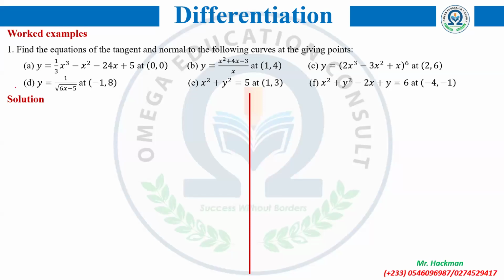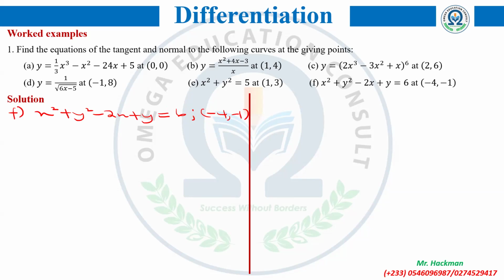Okay, so now that I have created, let's go and look at the F. Okay, so F. What are we giving? We are giving x squared plus y squared minus 2x plus y is equal to 6. Then the point minus 4, minus 1. Okay, so that is what we have.